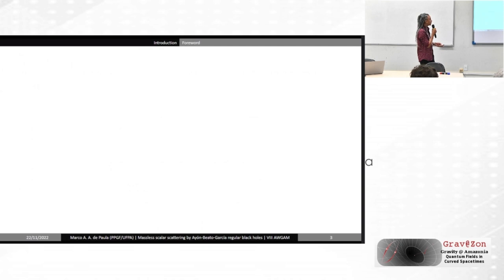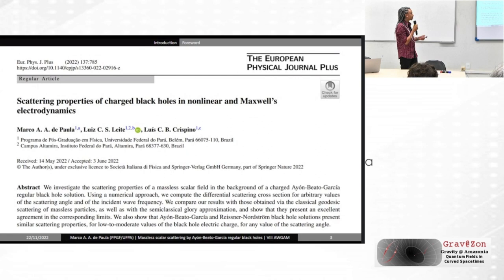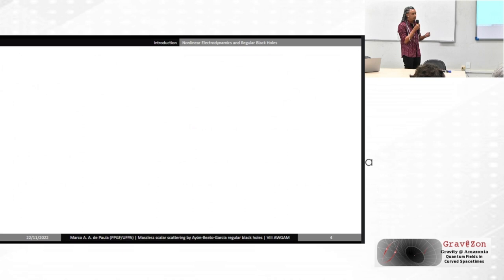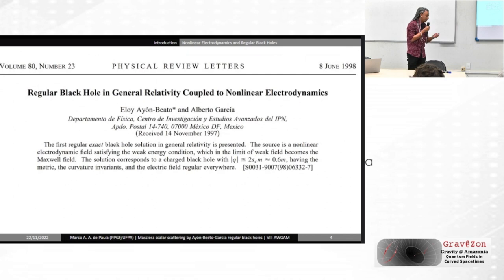I would like to point out that this presentation is mainly based on this work here, scattering properties of charged black holes in nonlinear and Maxwell's electrodynamics, that we have published this year. So in this introduction, basically what we did was the following. We consider the first exact regular charged black hole solution, obtained in 1998, and study the massless scalar scattering in this background, which is a spherically symmetric black hole. And regular means that the solution doesn't have an intrinsic singularity.